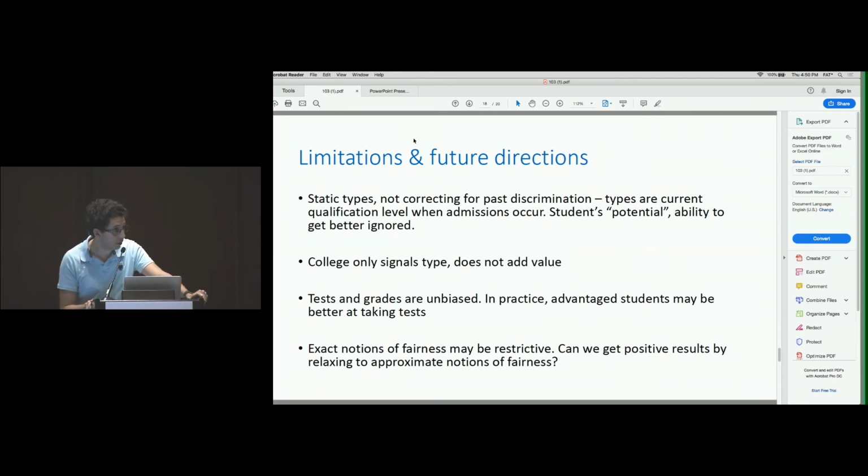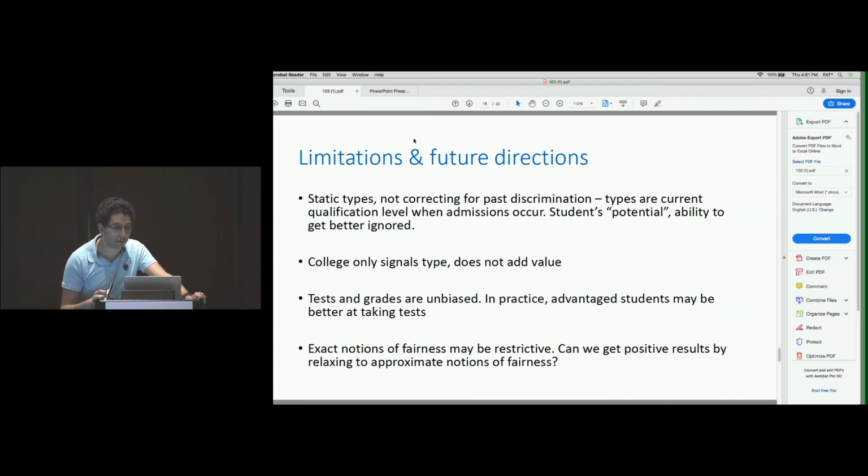So let me conclude on some of the limitations of our work and future directions we would like to explore. First thing that you might have noticed is that we have static types. Those types are not going to change over time. Those types are just going to be the qualification level of the student at the moment they're applying to college. That means we're actually not looking at correcting for past discrimination in this work, and that means we're not taking the student potential or the ability to get better into account.